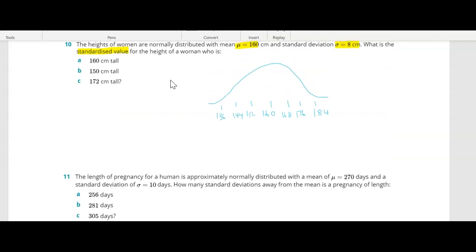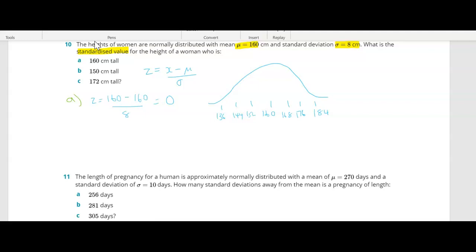Okay, so let's quickly do that one. I feel like I did the same with question 10, so I might have to mix them around. All right, so your Z score formula, I'll just write again. Okay, so for question A, 160: Z equals 160 minus your mean, which is 160, divided by your standard deviation. Now, 160 minus 160 is 0, so she would have a standard score of 0.